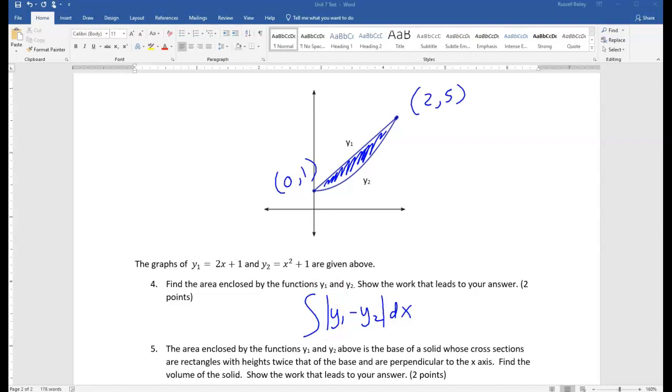Now notice I'm going to be integrating with respect to x because I'm using these functions just as they're given in terms of x, which means I'm going to go from 0 to 2. I'm going to use my x values as my limits. All right? And we'll punch that into our calculator.